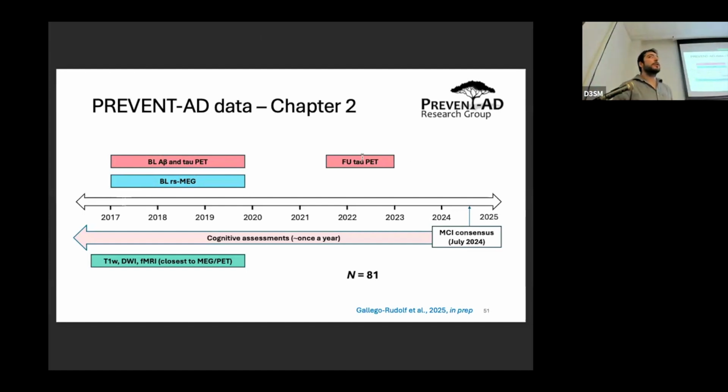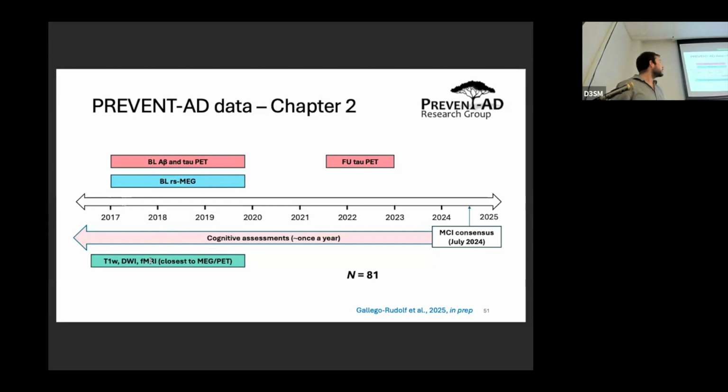But for quantifying longitudinal tau accumulation, now we're looking at the rate of change between the baseline tau PET visit and the follow-up tau PET visit, which was acquired around 4 to 5 years after the first one for most of the participants. And in order to quantify functional and structural connectivity, I would be using the resting state MEG. Importantly, at the time, the participants were still cognitively unimpaired.